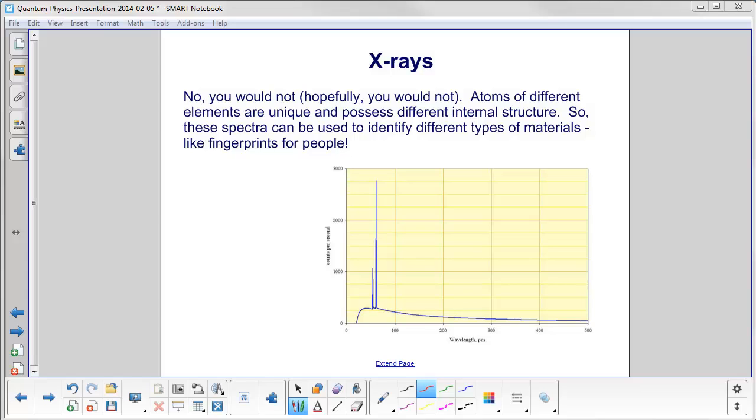Atoms of different elements are very unique, and they possess different internal structures. So these spectra can be used to identify different types of materials, like fingerprints for people. So you can see the tremendous experimental value of this, in that you could have an unknown material, you could put it in as your anode, pass it through this type of experiment, and you could actually analyze what type of material you have by using this setup.